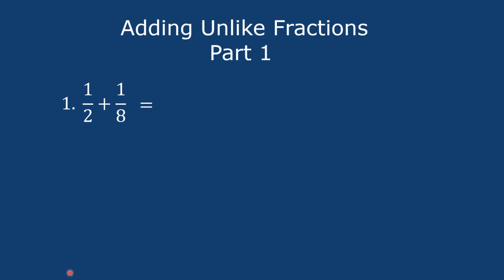So this is now equal to 1/2 times 4 over 4. 4 over 4 is equal to 1. So multiplying 1/2 by 4 over 4 is the same as multiplying 1/2 by 1. The value of the fraction is not changed. And then plus 1/8. 1 times 4 is 4. 2 times 4 is 8. So this is now equal to 4/8 plus 1/8.